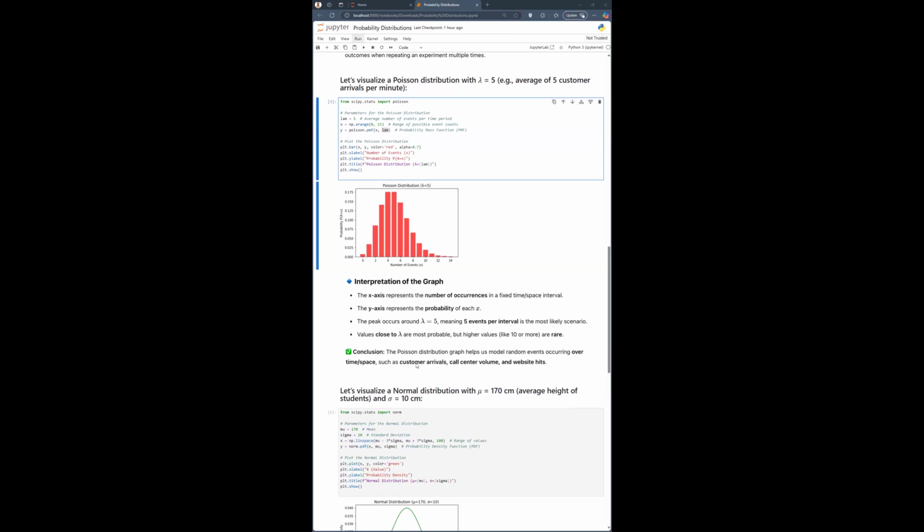Any doubt? So the conclusion is that the Poisson distribution graph helps us model random events occurring over time and space, such as customer arrivals, call volume, website hits. A real world example can be if you want to know the number of fuel pumps required at a petrol pump. Let's say you have a fuel station. How many fuel pumps do you want to keep there, so that you can handle the maximum customers and your crowd should not wait? These kinds of problems we try to solve using this type of distribution, the Poisson distribution.